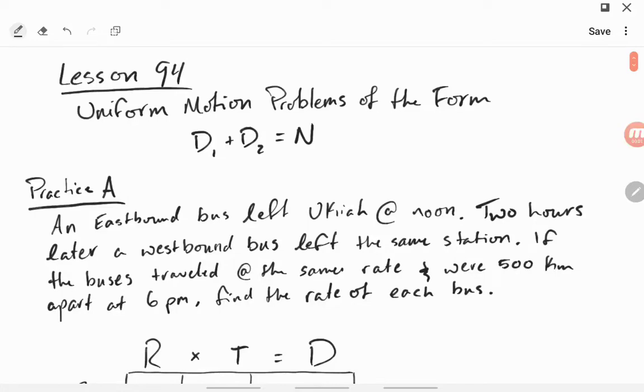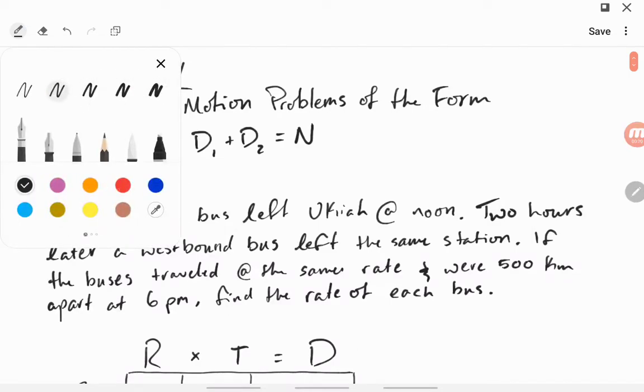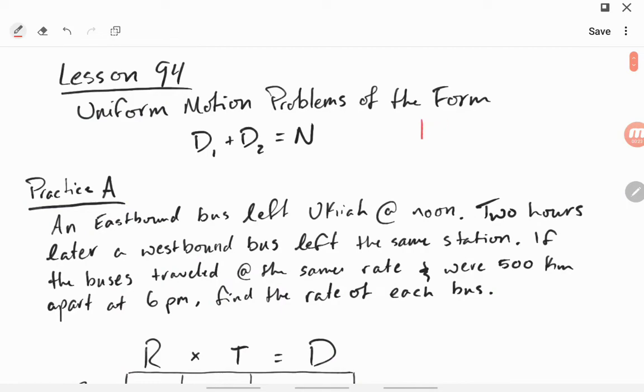Guys, we're looking at lesson 94 today, and we're talking about uniform motion problems of the form D1 plus D2 equals N. Now, in previous uniform motion problems, what we've dealt with are distances that are equivalent to each other, right? So we've said, well, maybe we have a starting point, we go some distance, and then we return, right? Where D1 and D2 are equivalent.